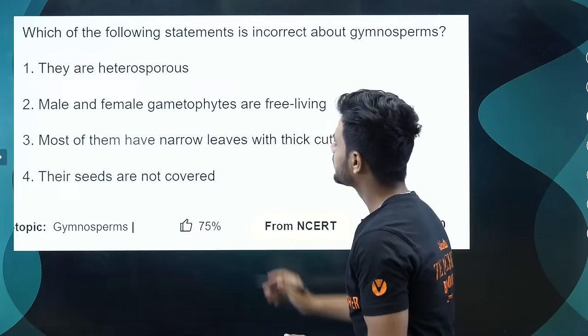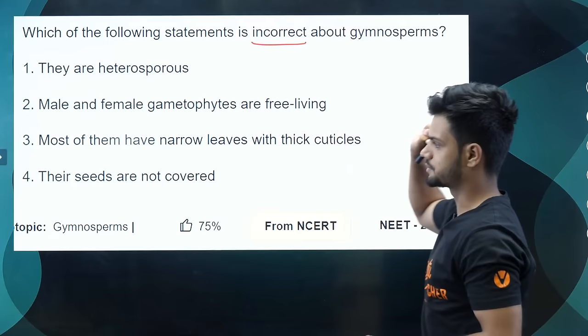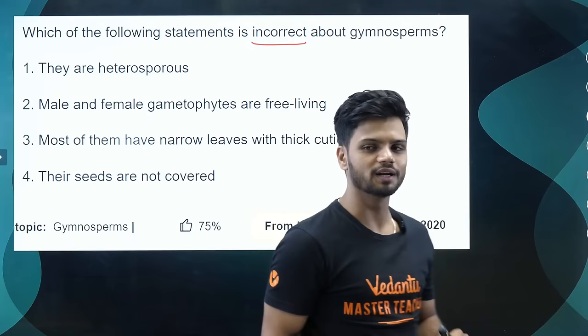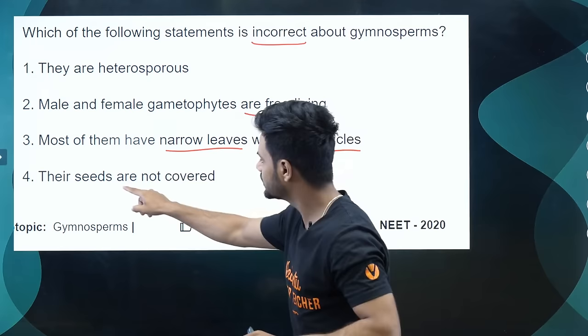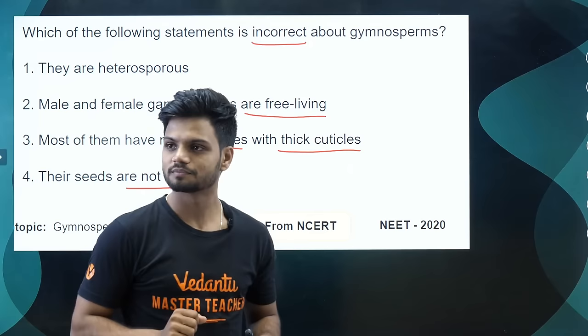Which of the following statements is incorrect about gymnosperms? There is an incorrect statement here. There is one imposter here. Identify the imposter. They are heterosporous. Male and female gametophyte are free living. Most of them have narrow leaves with thick cuticle. Seeds are not covered. Take your time. You are asking me to increase more pace. If I increase more pace, you will not understand anything.